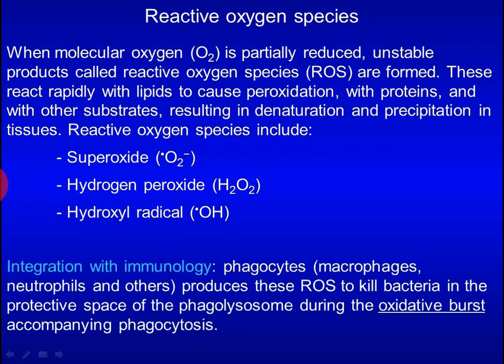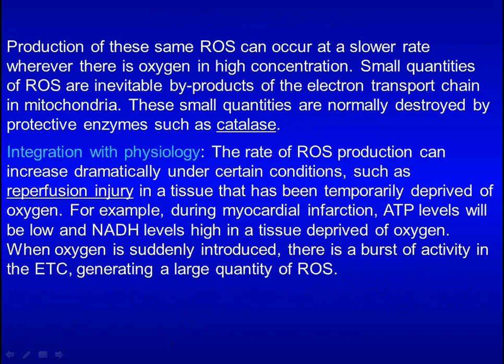Here is integration with immunology. Phagocytes, including macrophages and neutrophils, produce these reactive oxygen species to kill bacteria in the phagolysosome during the oxidative burst accompanying phagocytosis. Small quantities of reactive oxygen species are inevitable byproducts of the electron transport chain. These small quantities are normally destroyed by protective enzymes such as catalase.